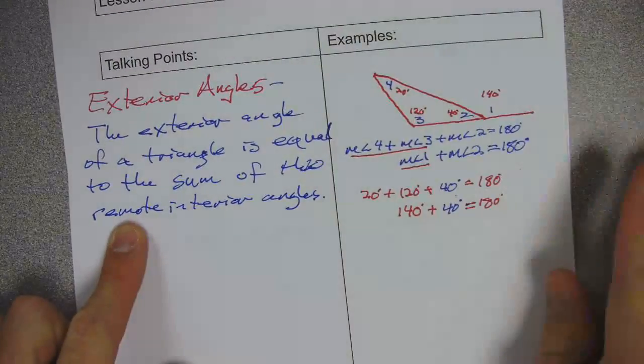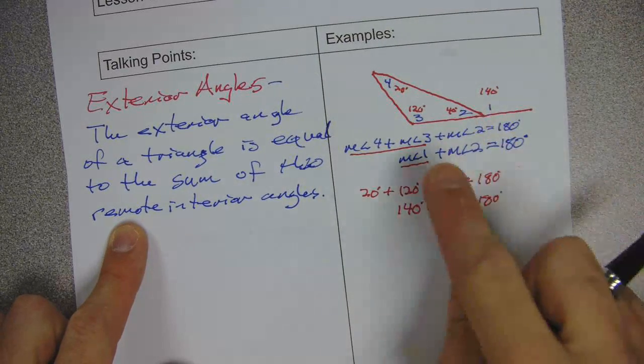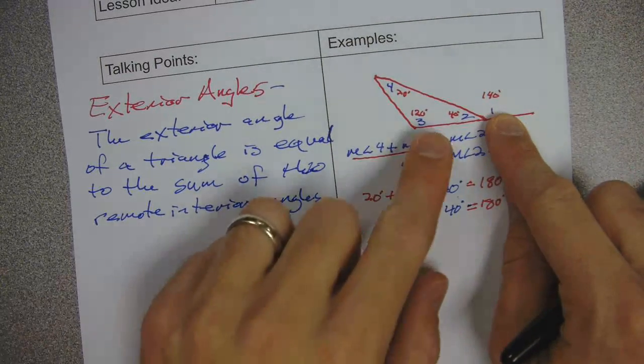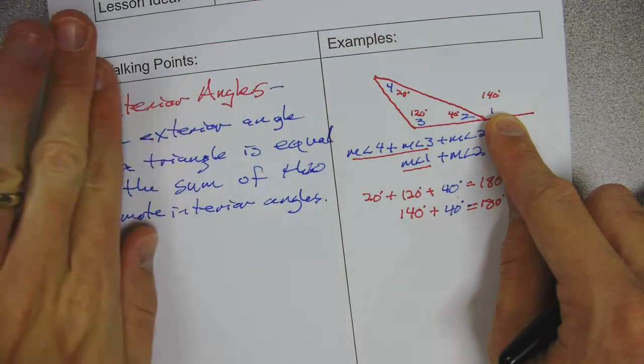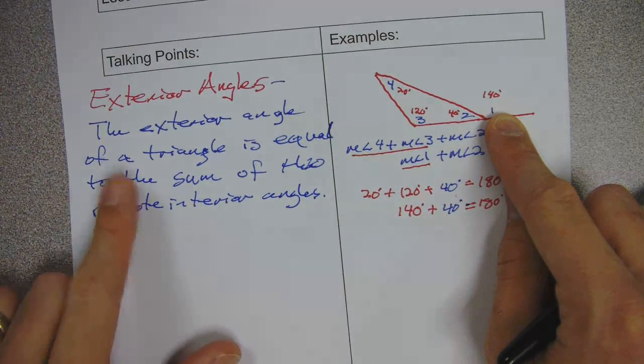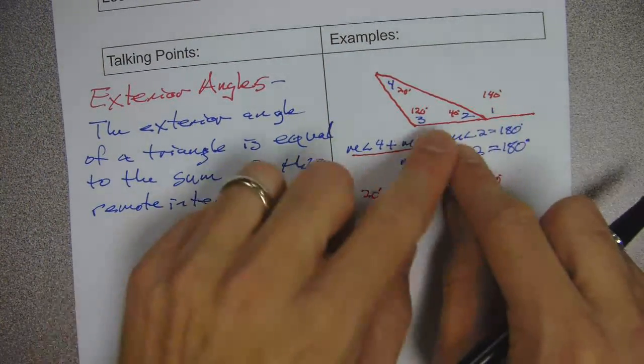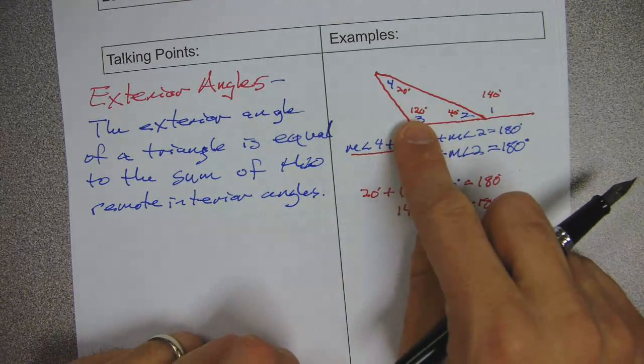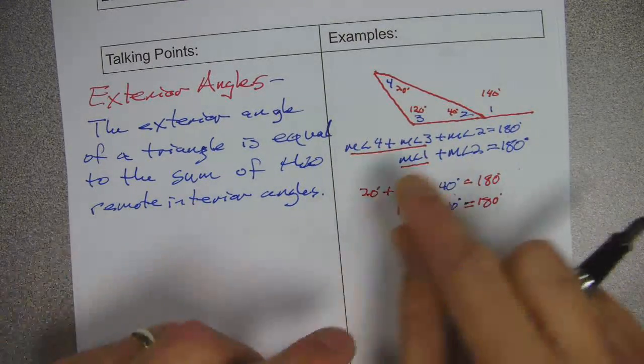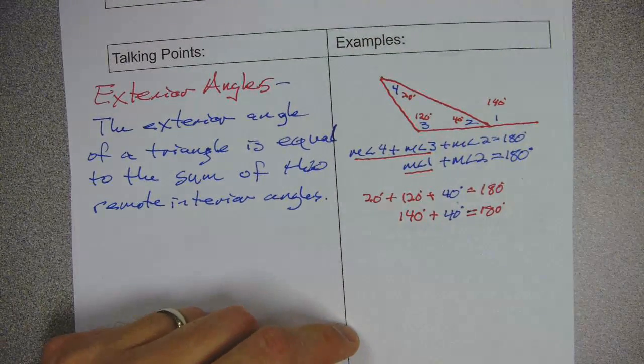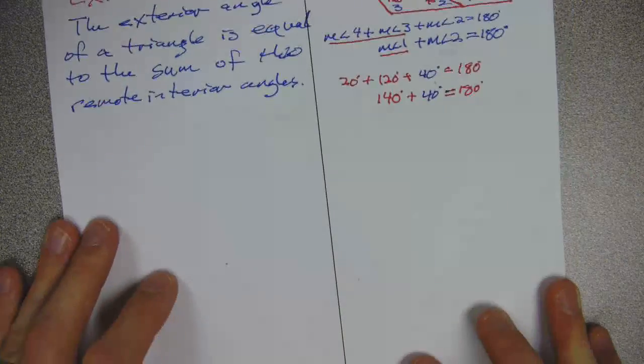So take a look. Remote meaning far away. So notice if this is angle 1, it's the exterior angle. Angles 3 and 4 are as far away as you can get from it. So that's what we mean by remote. And obviously by interior, we mean on the inside. So if I take angles 3 and 4 in this case and add them together, that will be the same as angle 1. So let's try an example.